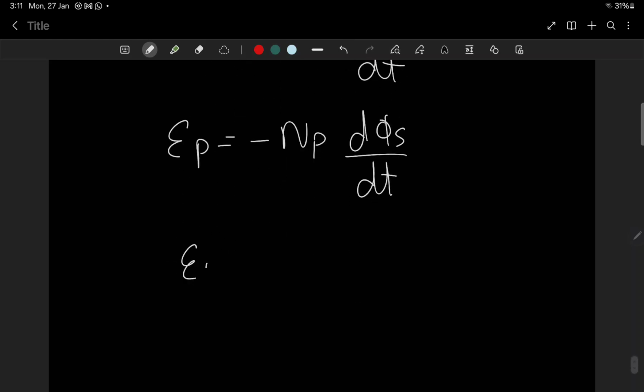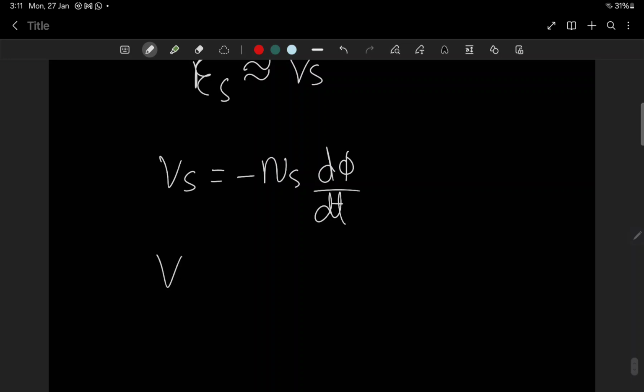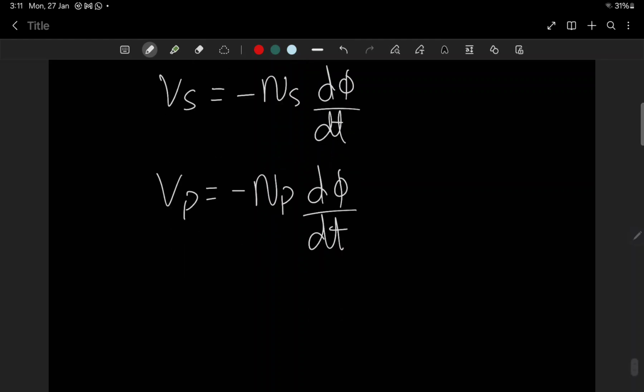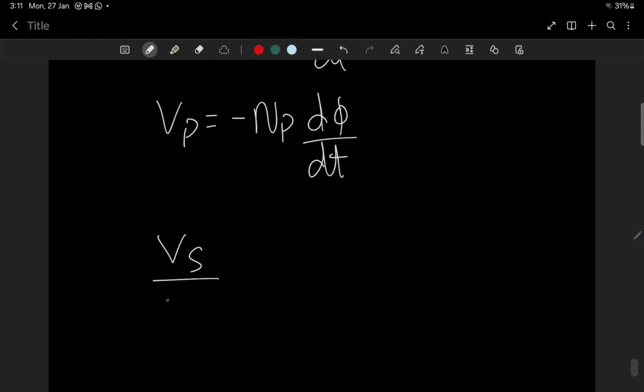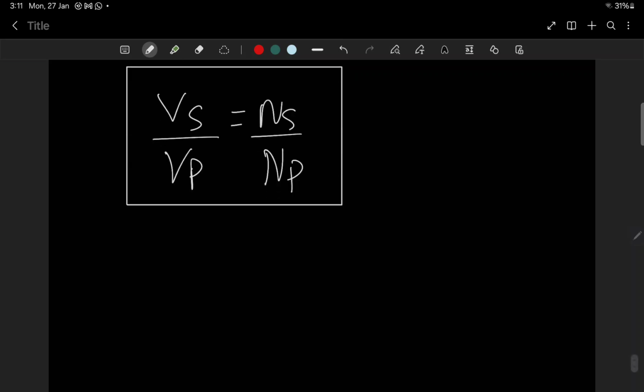So EP is equal to VP. ES is equal to VS. So it can be written as Vs is equal to minus Ns d phi by dt. Vp is equal to minus Np d phi by dt. Okay. So if we divide it, we get Vs by Vp is equal to Ns by Np. This is the first relation. This is called transformation ratio or turns ratio.